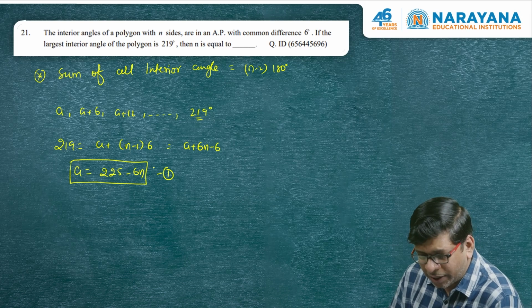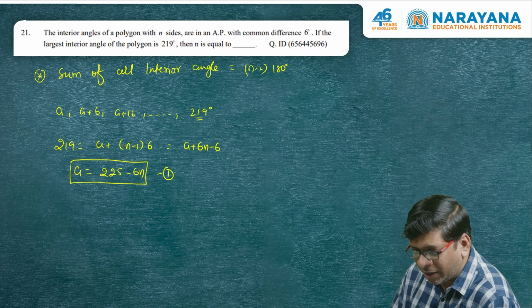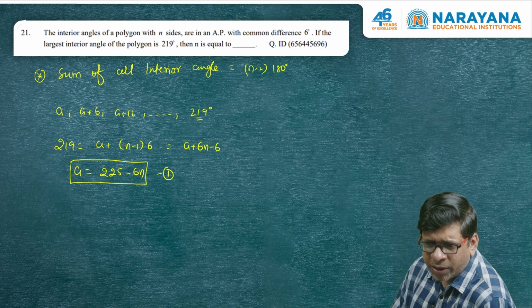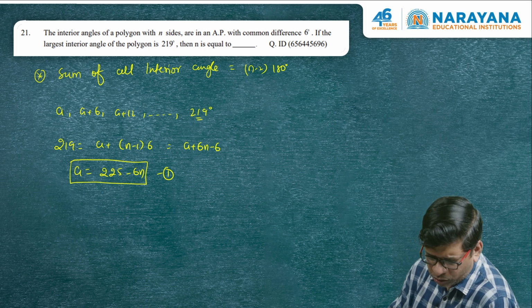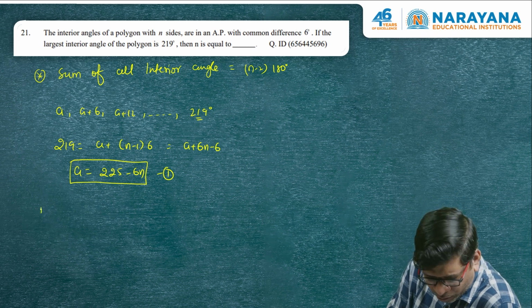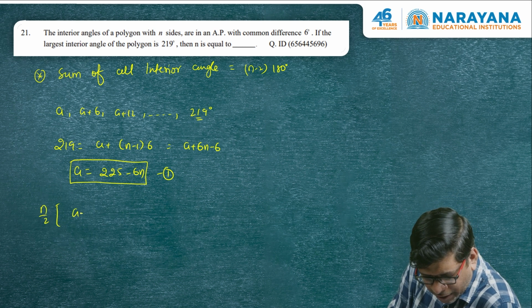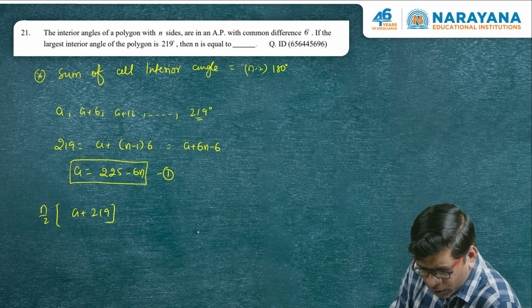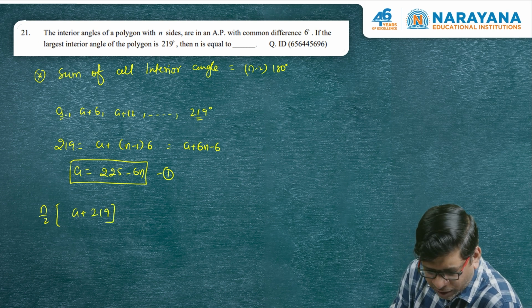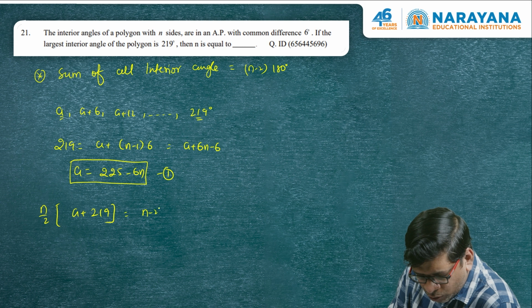And they are saying the interior angles of the polygon with n sides are in AP. So sum of all the interior angles should be n minus 2 times 180. To apply sum of all the interior angle, n by 2, first angle plus last angle, because we know the last angle and we know the first angle. This is n minus 2 times 180 degree.